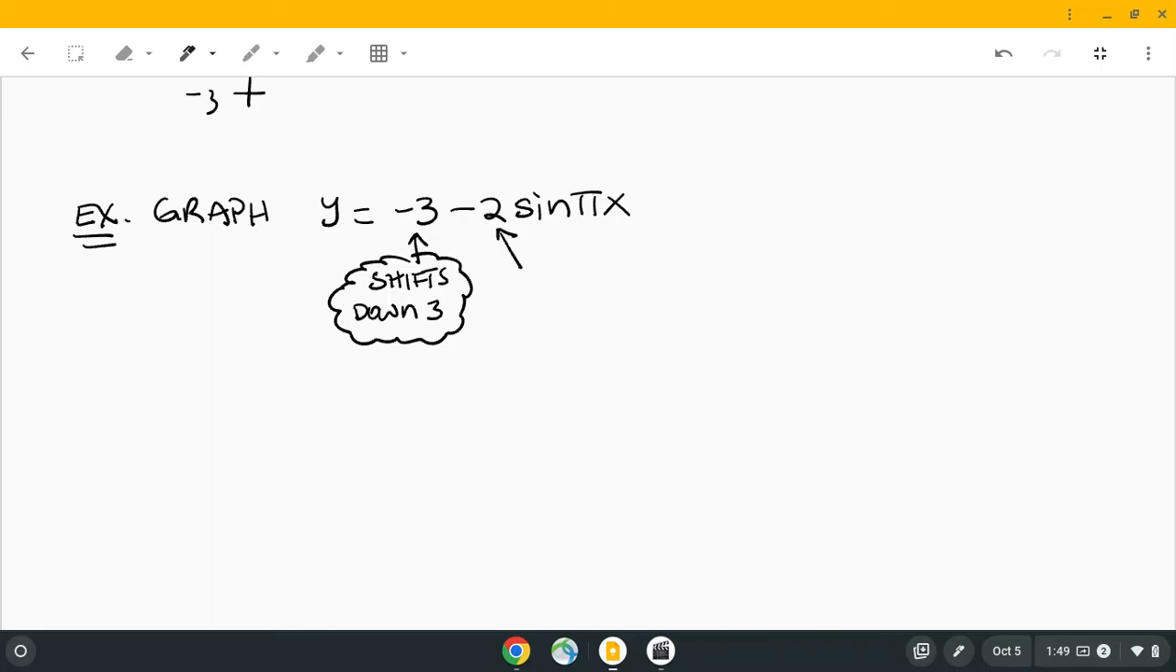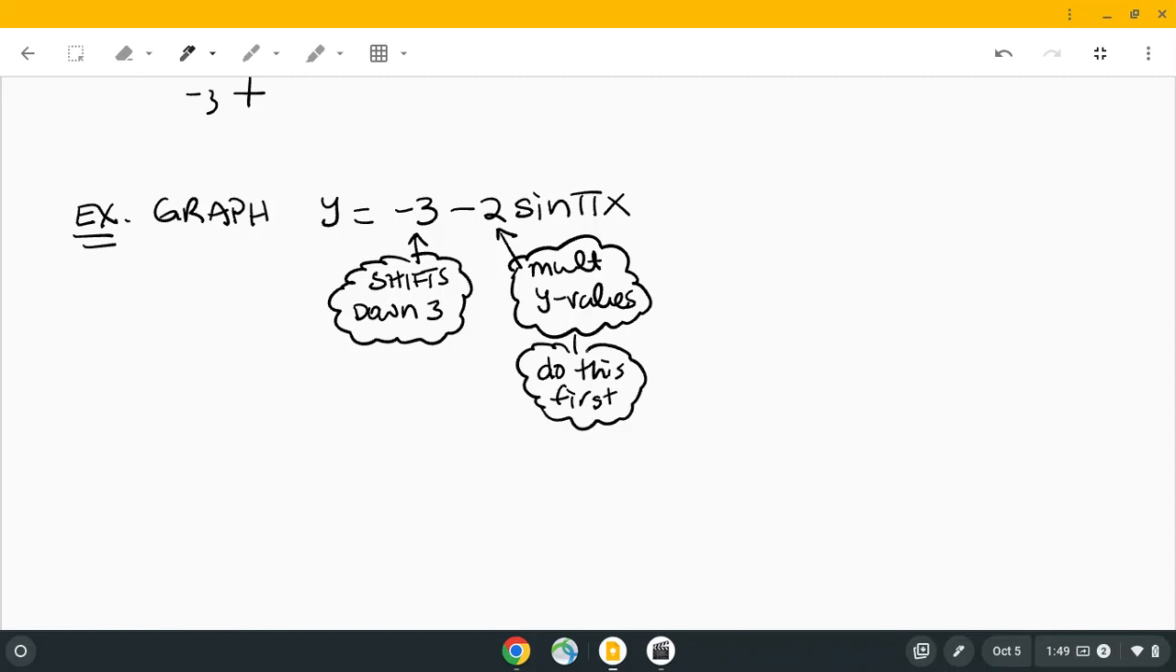This, it's being multiplied with the trig function, so we know we have to multiply the y values. And whenever we see this, we have to do this first, right? Do this first, because then we lose our original y values if we shift it, right? And then now this here, we're not going to go from 0 to 2 pi because now we're messing with the angle. So we're going to get new endpoints.